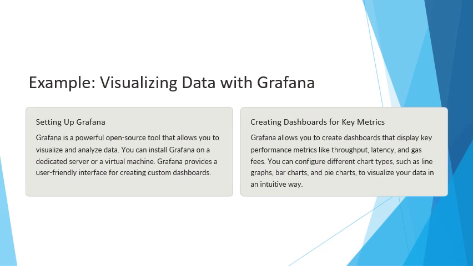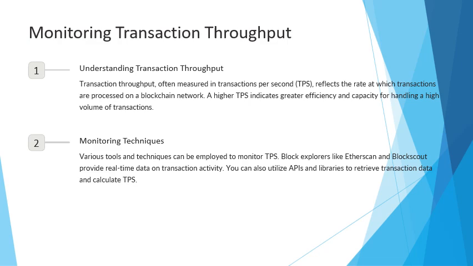Grafana allows us to create dashboards that display key performance metrics like throughput, latency, and gas fees. We can configure different chart types such as line graphs, bar charts, and pie charts to visualize our data in an intuitive way. Now let us look at monitoring transaction throughput. So first, let us understand transaction throughput.